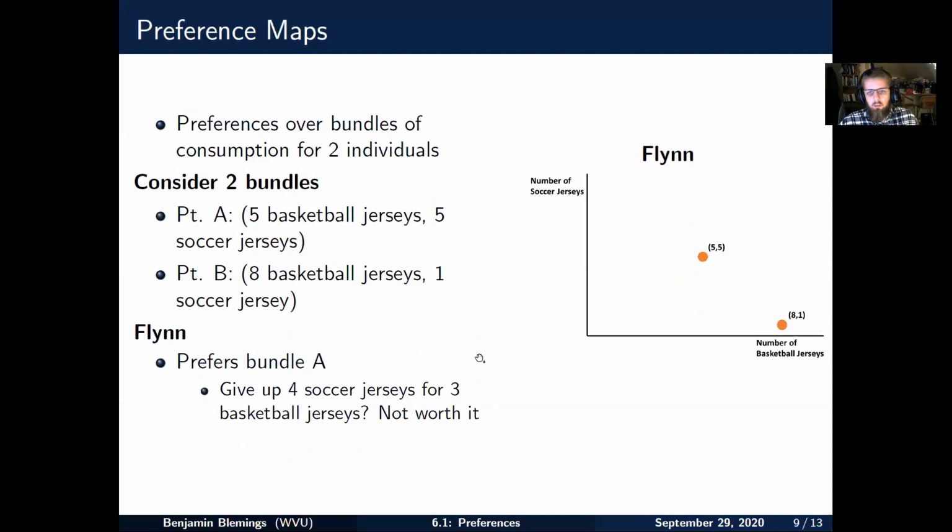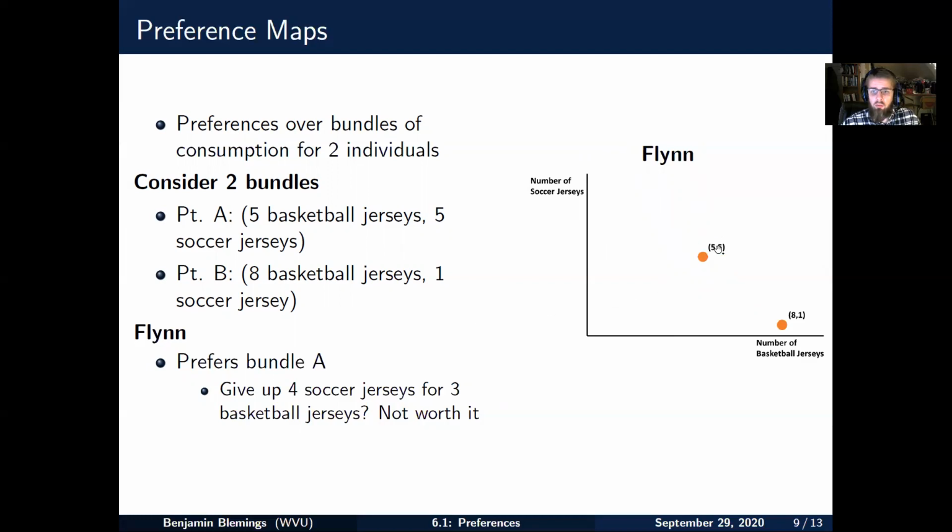And so let's say Flynn, on the other hand, actually prefers 5, 5. So he doesn't think it's worth it to give up 4 soccer jerseys for 3 basketball jerseys. It just doesn't give him the same amount of satisfaction. Well, then we know that the indifference curves for Flynn are going to look a little different, because 5, 5 and 8, 1 are not on the same curve. And he preferred to have 5, 5.